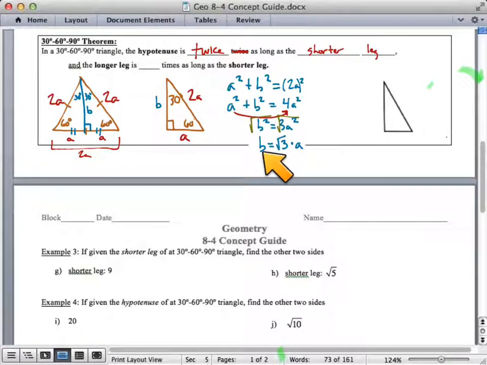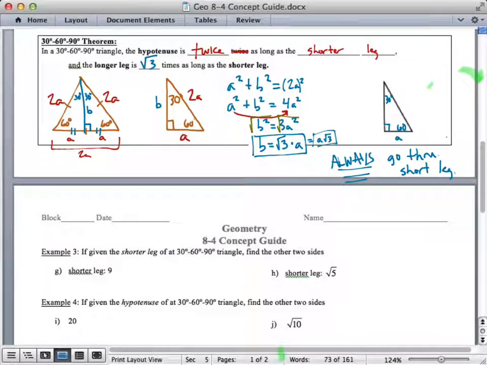Now I take the square root of everything. The square root of b squared is b. The square root of 3 is the square root of 3. The square root of a squared is a. What I have now is that the short leg a times the square root of 3 is equal to b. So what you're going to have to know here is that we always go through the short leg. The short leg is the key. We will always use it.